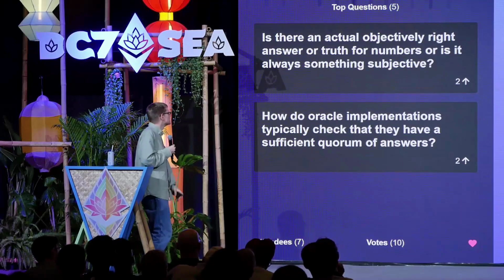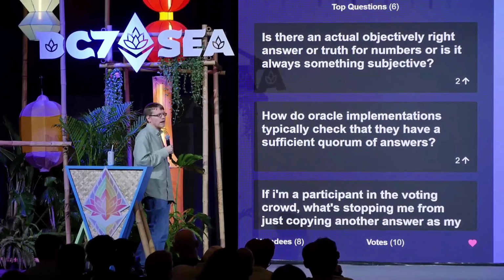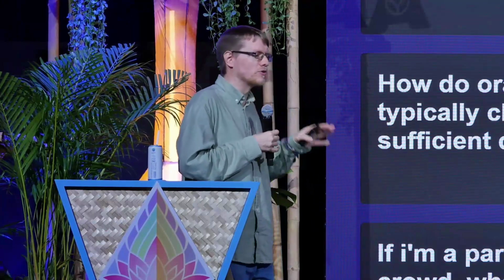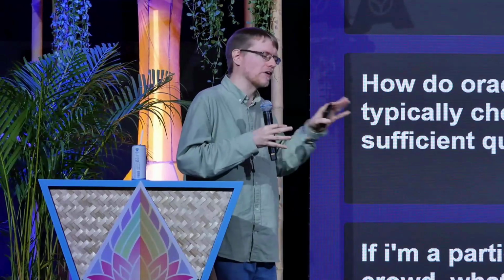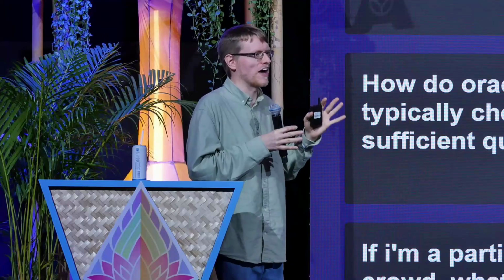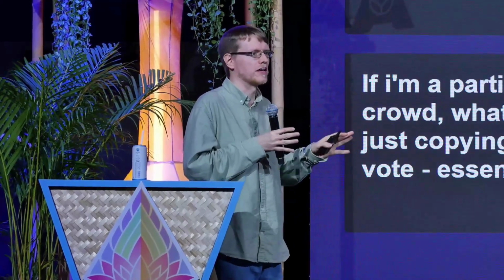Is there an actual objectively right answer or truth for numbers, or is it something that's always subjective? I would argue that on some level, if you have a discrete question, you can truly talk about having a right answer, an answer that's better than any of the other answers. If you have a number question, if you zoom in enough, people can always disagree. People might say, okay, yeah, we agree up to the 1,000th decimal place, but in the 10,000th decimal place, I'm right and you're wrong. So in some sense, there's always some amount of subjectivity in any kind of number question.